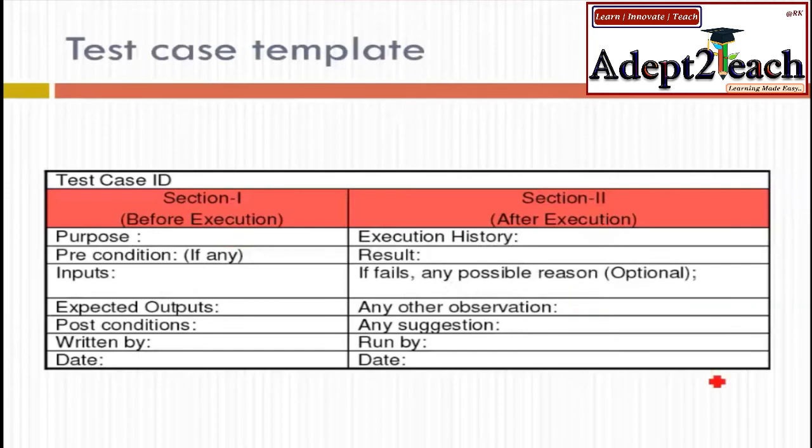Now this is how a test case template at times looks like. So you will have a test ID. Now there are two categories, two parts into which the test case is divided. One part is called before the execution, another part is called after the execution.